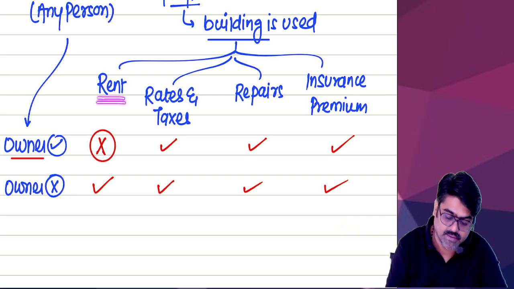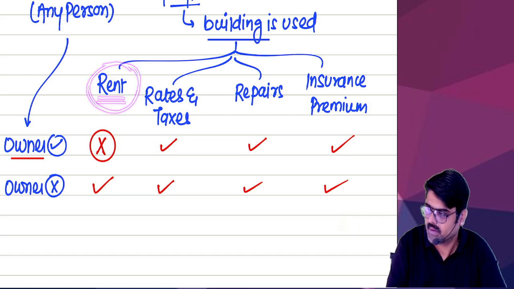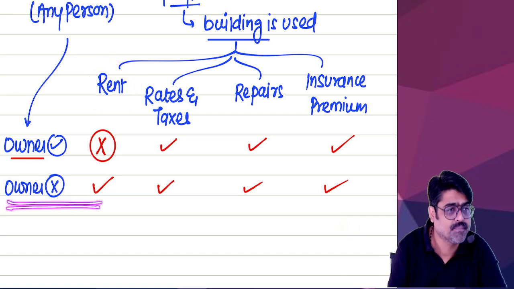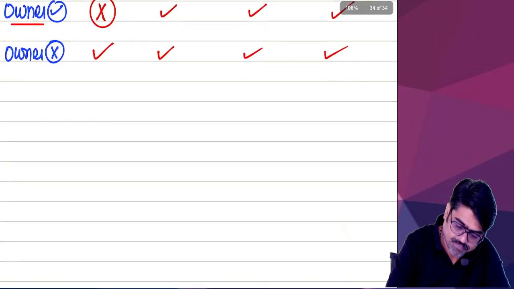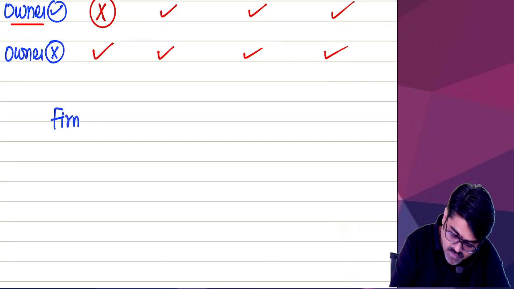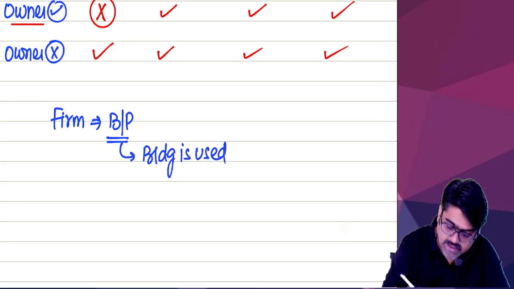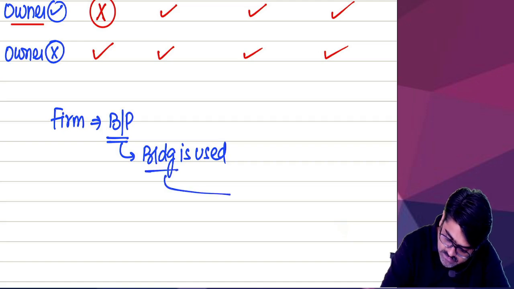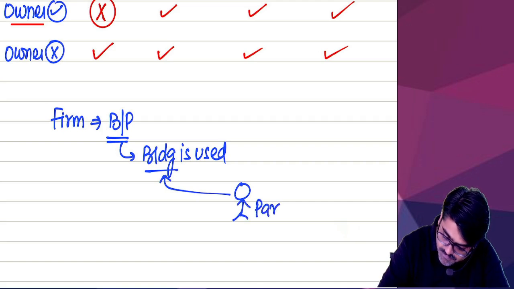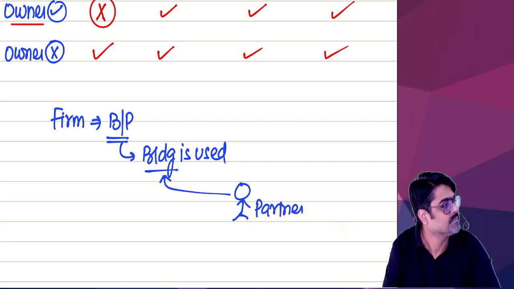First of all, rent. Rent will be allowed as a deduction only if you are not the owner of the building. Now tell me, this is a partnership firm doing a business or profession. In this business or profession, a building is used. And that building is given to the partnership firm by the partner. Possible or not?